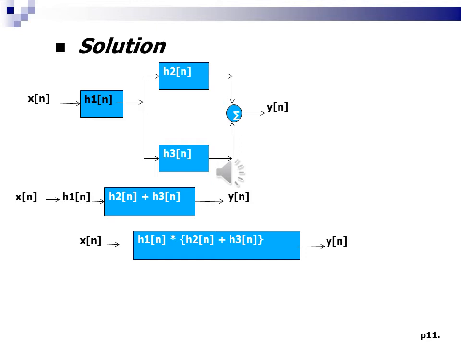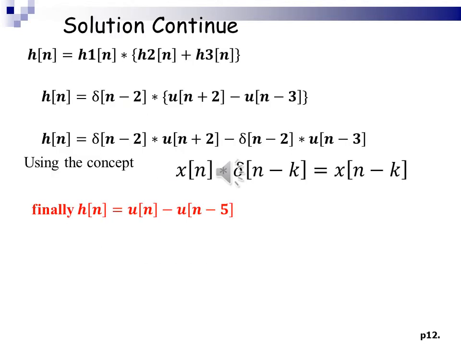Now in the next slide we will use the values given to us and evaluate the impulse response. What we got finally is h of n equal to h1n convolved with h2n plus h3n. Let's substitute the values given to us. h1n is replaced by del n minus 2, h2n is replaced by u of n plus 2, and h3n is replaced by minus u of n minus 3. Now let's do this convolution separately for these two. So we have del n minus 2 convolved with u of n plus 2, minus del n minus 2 convolved with u of n minus 3.